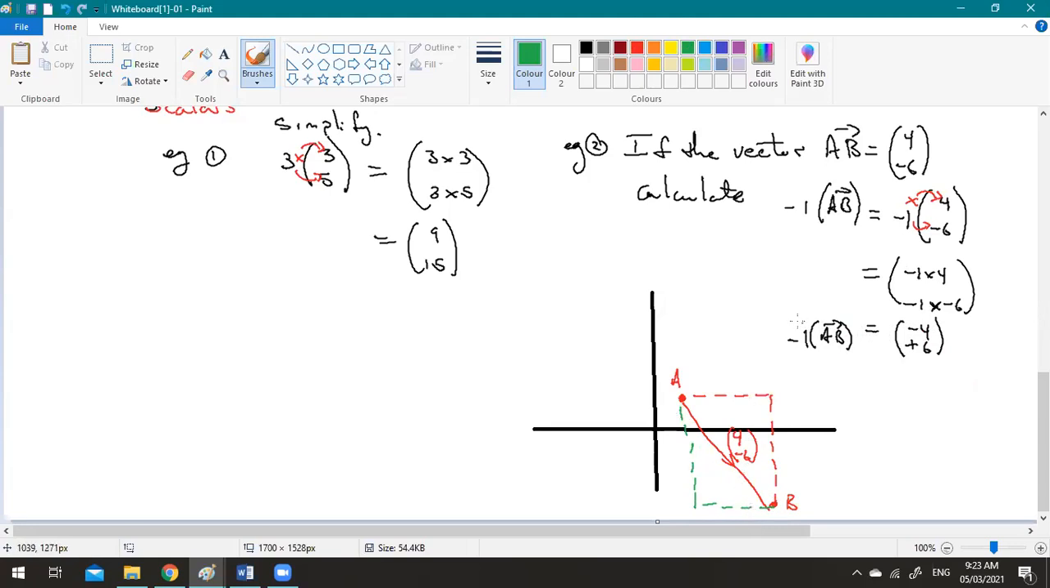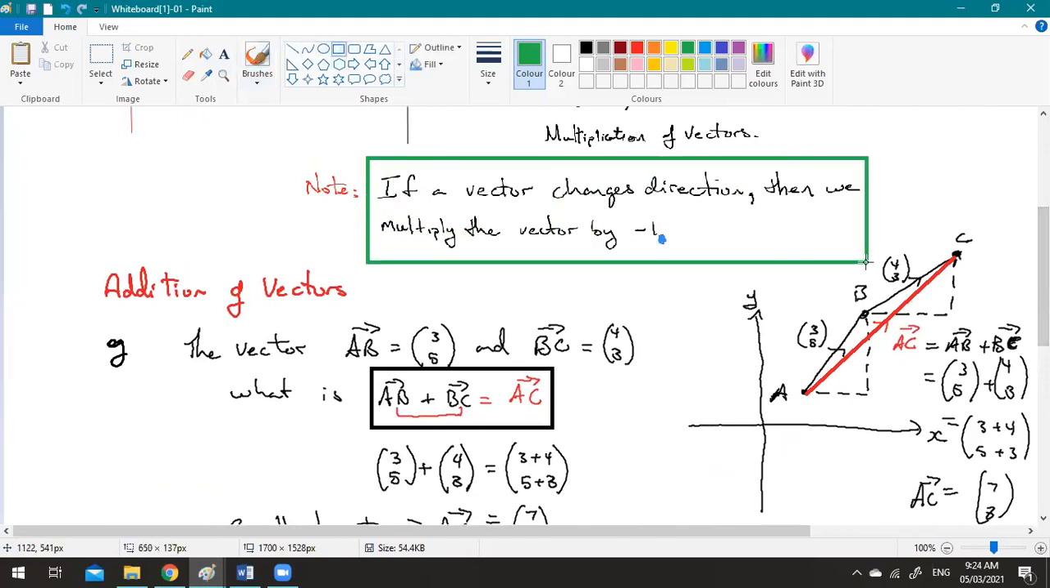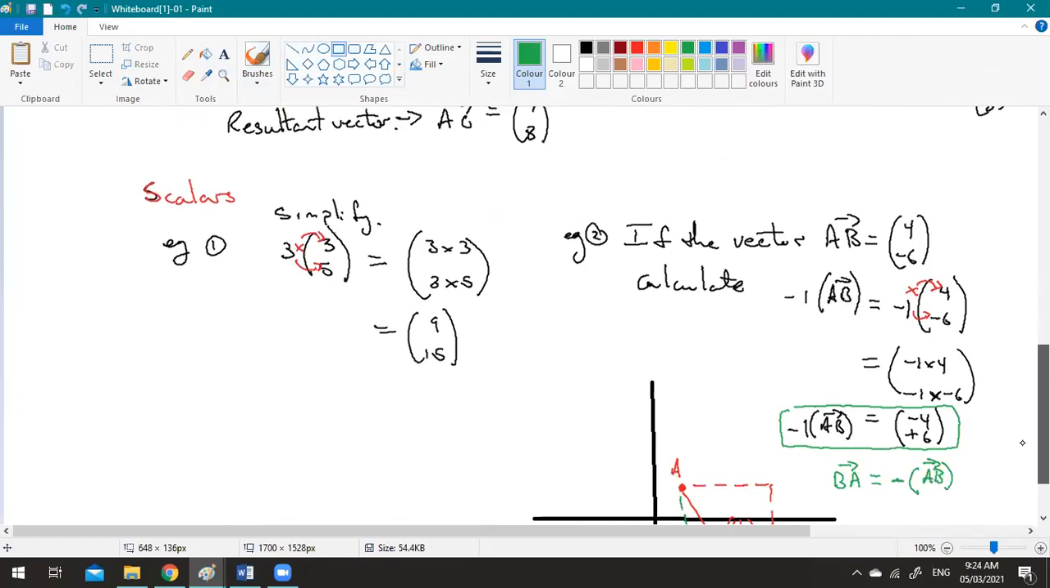So what this really means is that we just change the direction of the line. So instead of going from A to B, this is really B to A. So that is how we have the negative AB vector. And that's from this rule here. So if the vector changes direction, all we do is multiply the vector by -1.